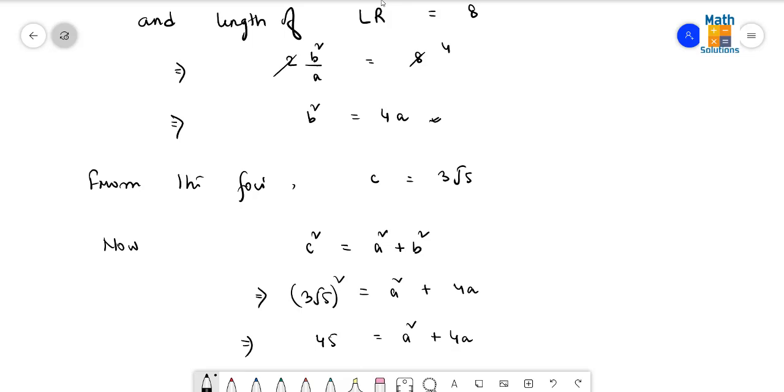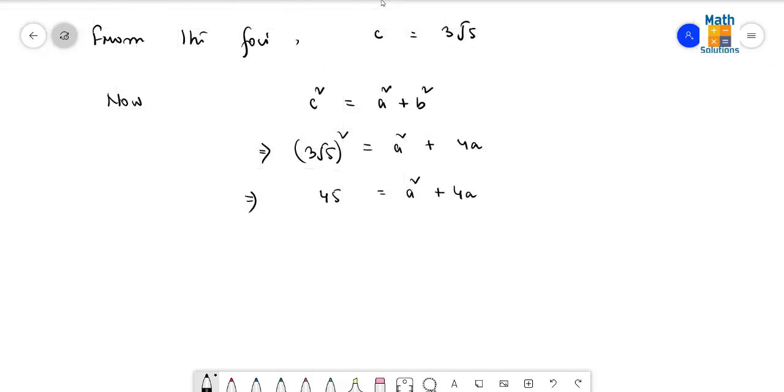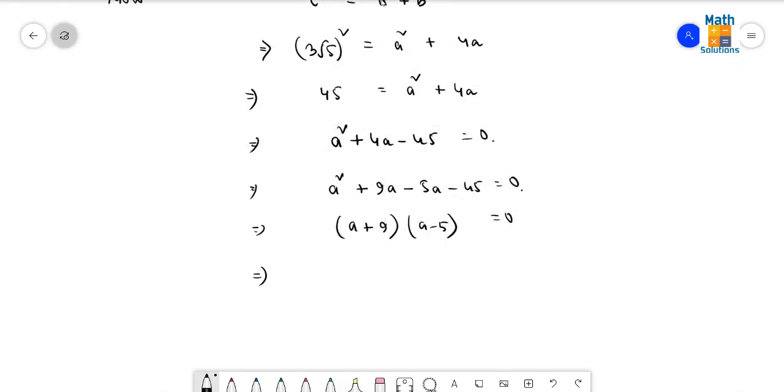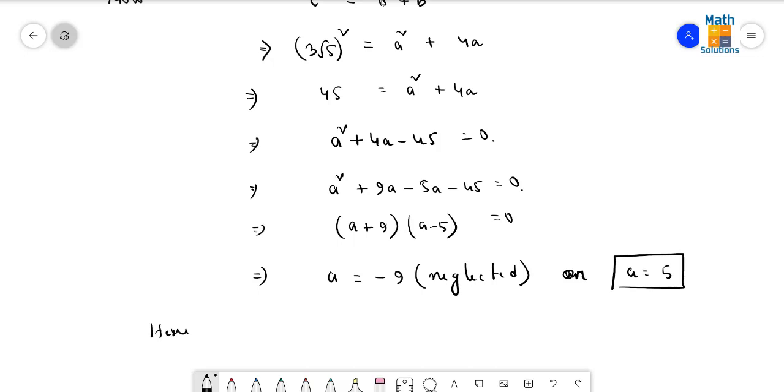So after this, what do we get? A quadratic equation we get. Like this, we have to place the terms. On splitting the middle term, what can we write? A square plus 4a minus 45 is equal to 0, and the factors will become a plus 9 and a minus 5 equals to 0. So in this case, of course, we are getting two values. A is equal to minus 9. This is neglected because a can never be negative. Neglected because it is length, and it is or a is equal to 5. So this result we have to consider. So here a is equal to 5. So b square will be equal to 4 into a, means 4 into 5 is equal to 20.